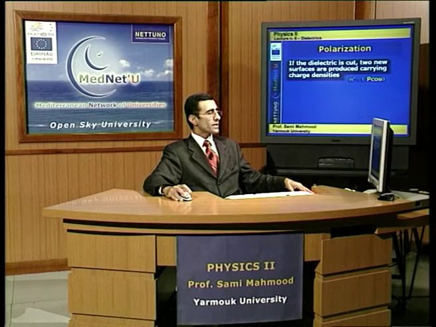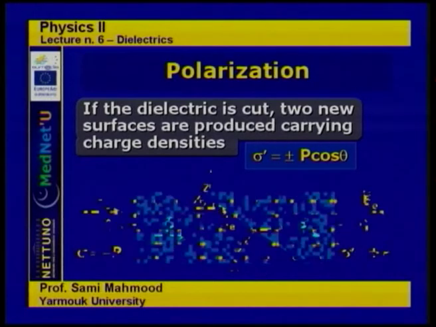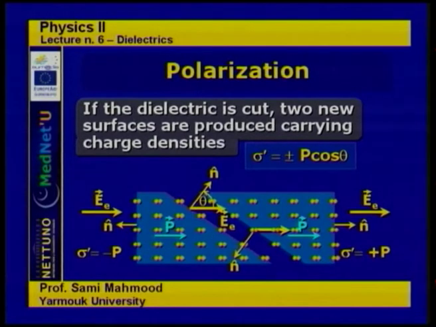If the dielectric is now cut into two parts, then two new surfaces are produced, and if those two new surfaces are oblique, in general they make angle theta with the electric field. Then there is a positive charge density on one surface and a negative charge density on the other surface, and the charge density on either surface has a magnitude of P cosine theta, as this figure shows.